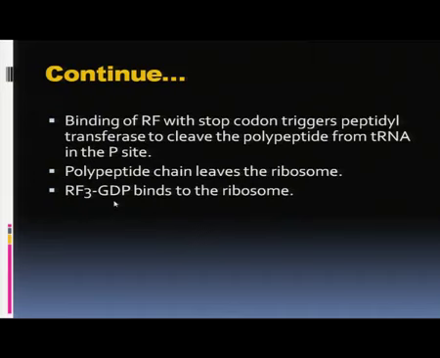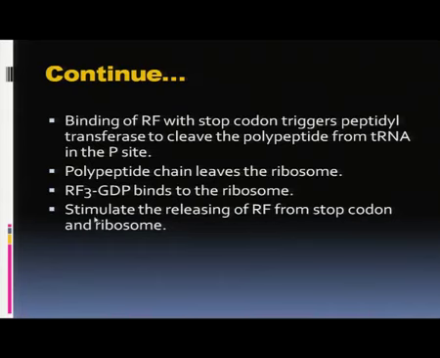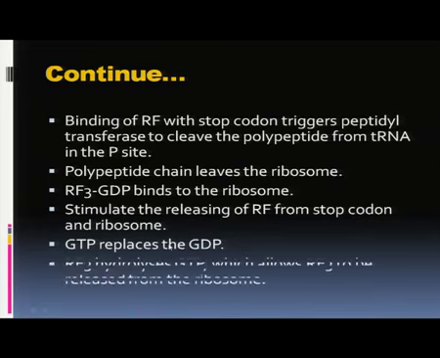Release factor 3 along with GDP binds to the ribosome. This stimulates the release of the release factor from the stop codon and ribosome. When release factor 3 with GDP binds with the ribosome, it stimulates the release of the release factor from the stop codon and ribosome. Now, GTP replaces the GDP. The GDP which is attached to release factor 3 will be replaced by a GTP molecule.